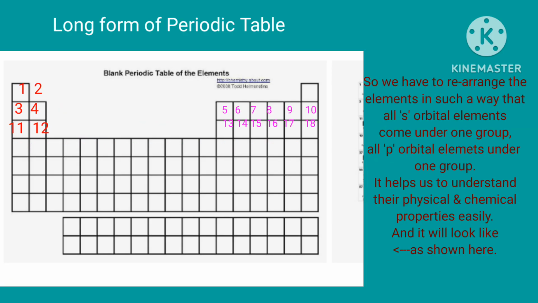So we have to rearrange the elements in such a way that all s orbital elements come under one group and all p orbital elements also come under one group. It helps us to understand their physical and chemical properties easily. And then the table will look as shown here.